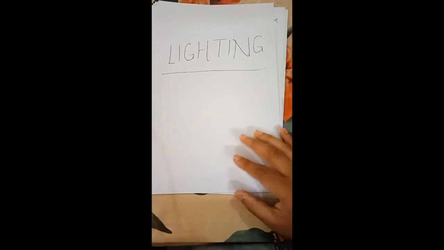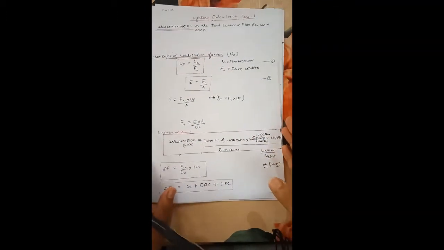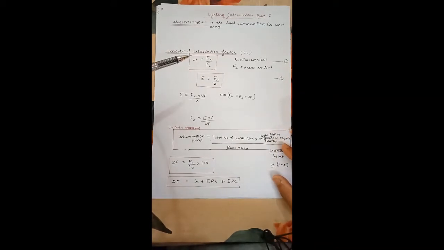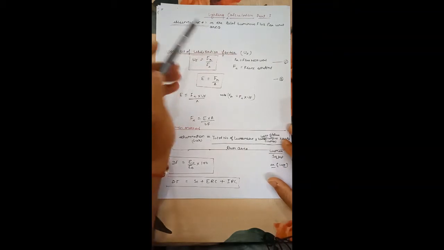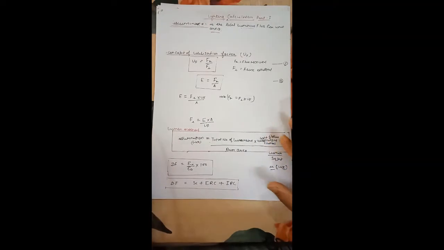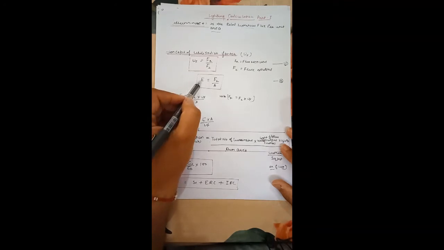Now we will discuss the lighting questions. So lighting, we will go quickly to the formulas, and we have discussed this earlier. So lighting calculation, illuminance is the total luminous flux per unit area. Illuminance की जब भी बात होगी तो luminous flux per unit area. Concept of utilization factor, UF is equal to FR by FI, flux received by flux emitted.